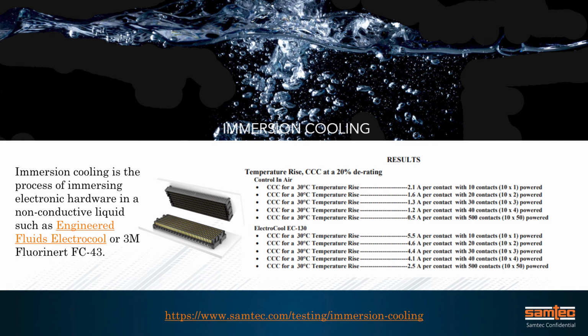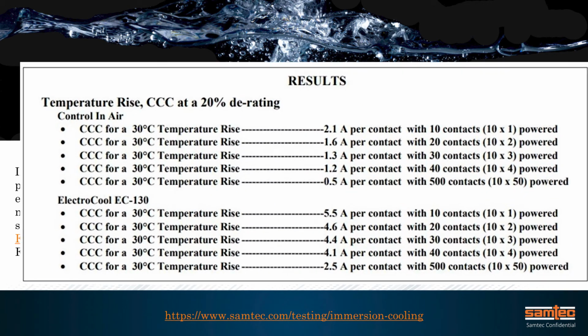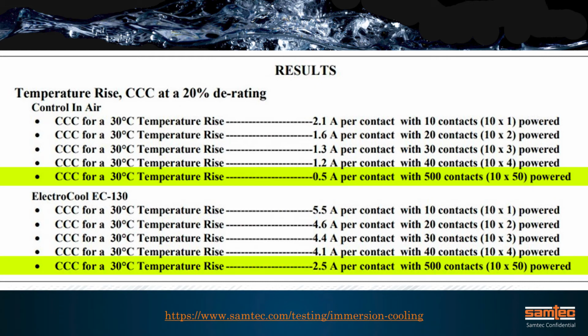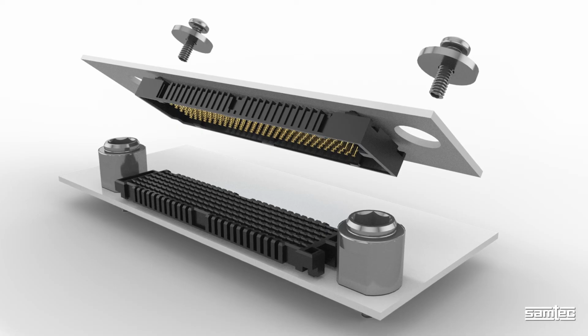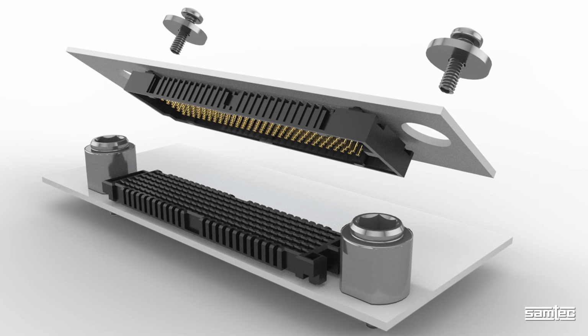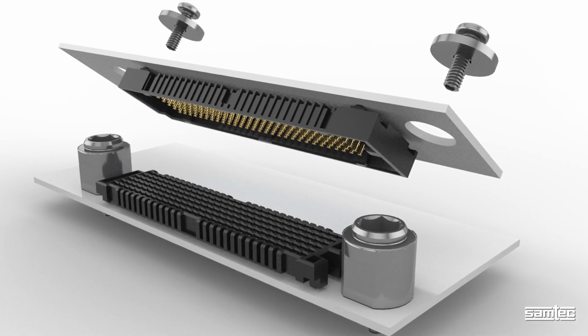This is an open pin field where you may not use it fully powered, but to show the benefits of immersion cooling, the last line of the control in air shows 0.5 amps per contact across all 500 pins. Now in the fully submerged connector, the same test with all 500 contacts powered, you can push 2.5 amps per pin. We are currently testing severe environment testing and immersion across multiple solution blocks and areas.